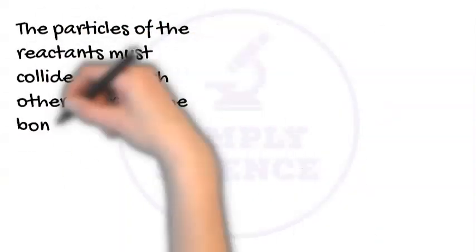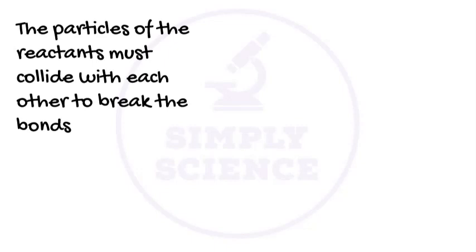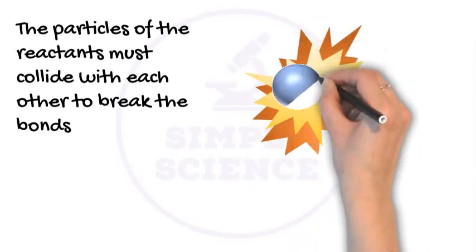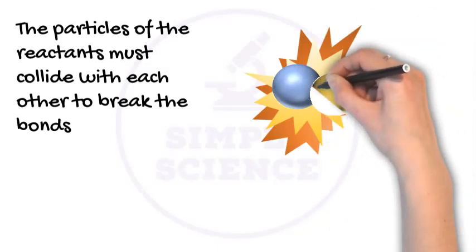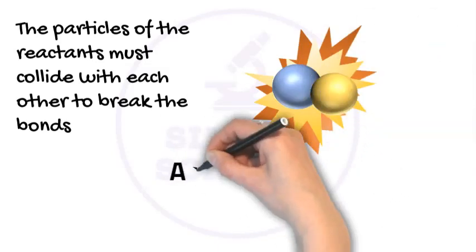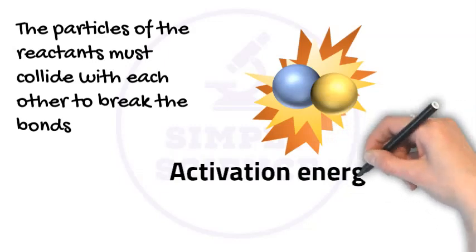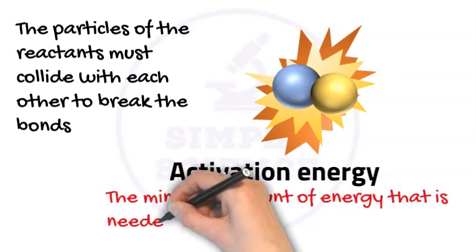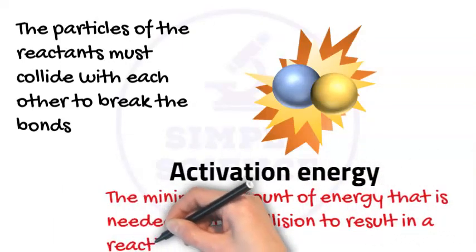The particles of the reactants must collide with each other to break the bonds. This is only successful if the collision happens with enough energy. This minimum amount of energy is called activation energy. Only particles that have the minimum amount of energy when they collide will result in a successful collision.